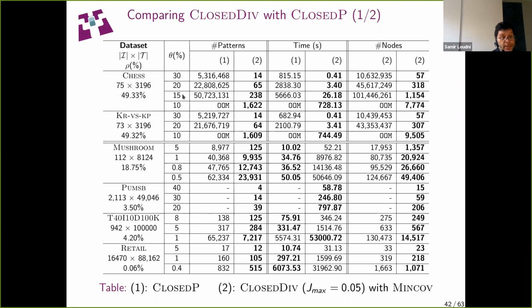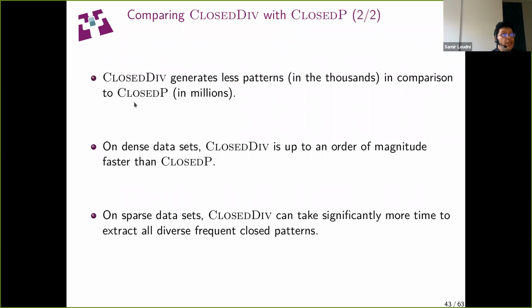This probably explains the good performance of the closed diversity in terms of the number of pattern reductions. So the main message here is that as the number of closed patterns increases with a dense data set, redundancy among these patterns increases as well. So closed diversity enables us to filter more drastically than closed patterns.